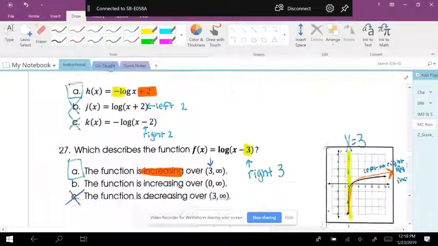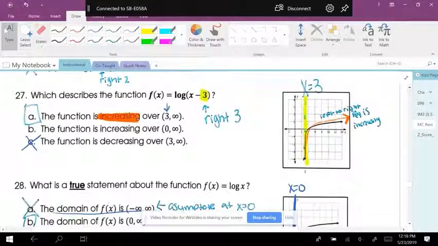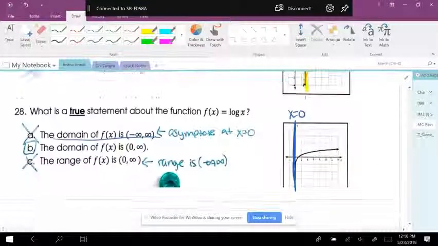Okay. 27. A couple of people were struggling with this one. But again, down to a 50-50 shot. From left to right, the function is increasing. It's going up. The y values are getting bigger. So now that means that C is gone. When you're down to the 50-50 shot, take a look. Here is 0. 0 to infinity would be here in green. Well, there's no function over here at 0, but there is a function over here at 3, and that's why that's the answer. Okay, next one.